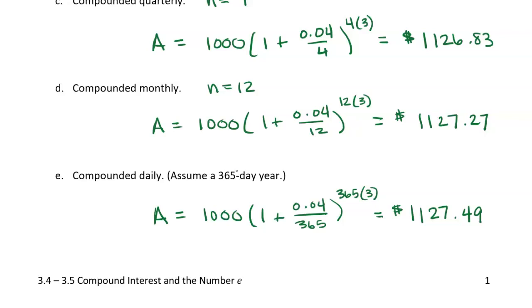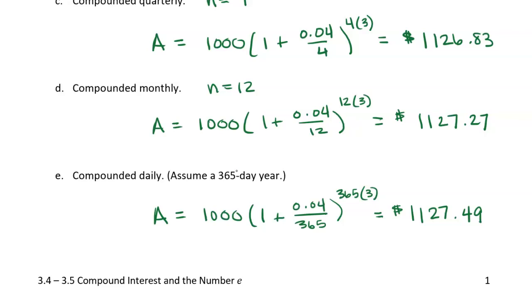So it's interesting to see how the amount changed. Going from monthly to 365 days a year, compounding more and more frequently seems to pay off less and less. It looks like we're only going up about 22 cents going from monthly to 365 days a year.